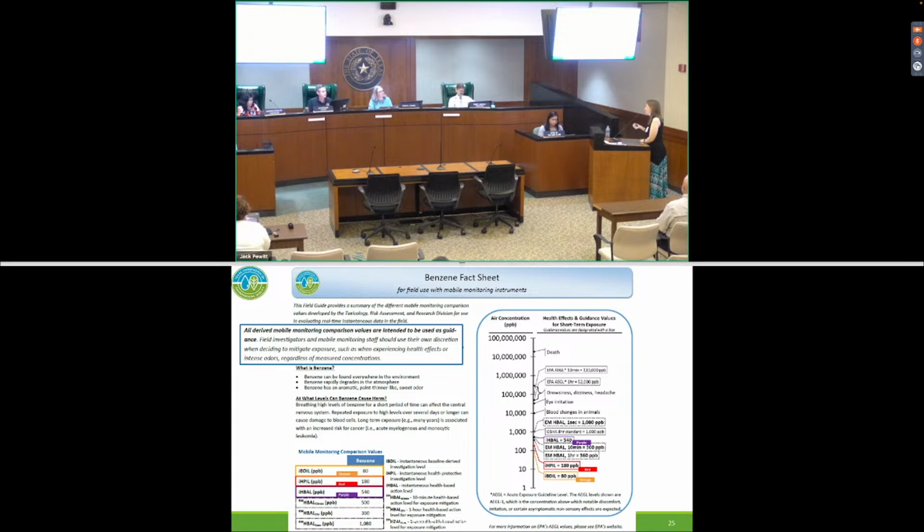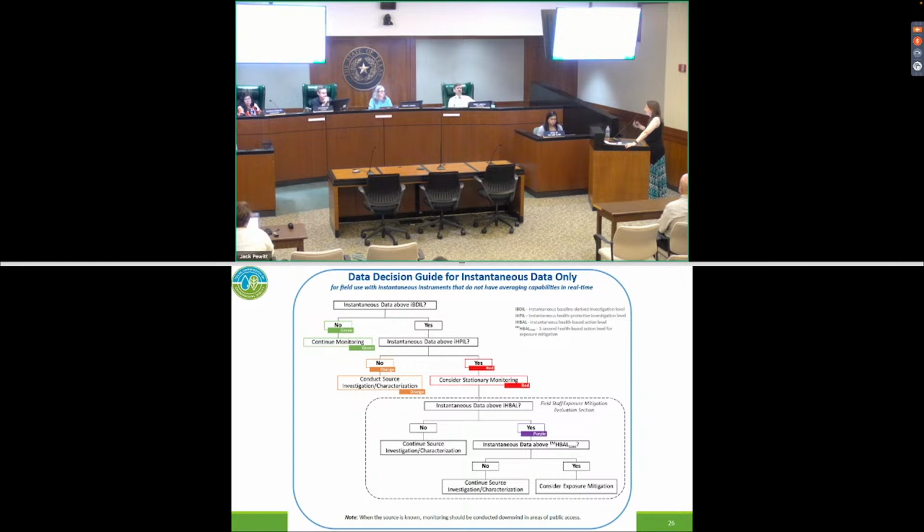And so we have developed language to be able to say, okay, they're above these concentrations, this is what that means. This is why we're not worried that there was a health effect. We also have other decision guides to help folks in the field figure out what the next actions are if a particular value is exceeded.